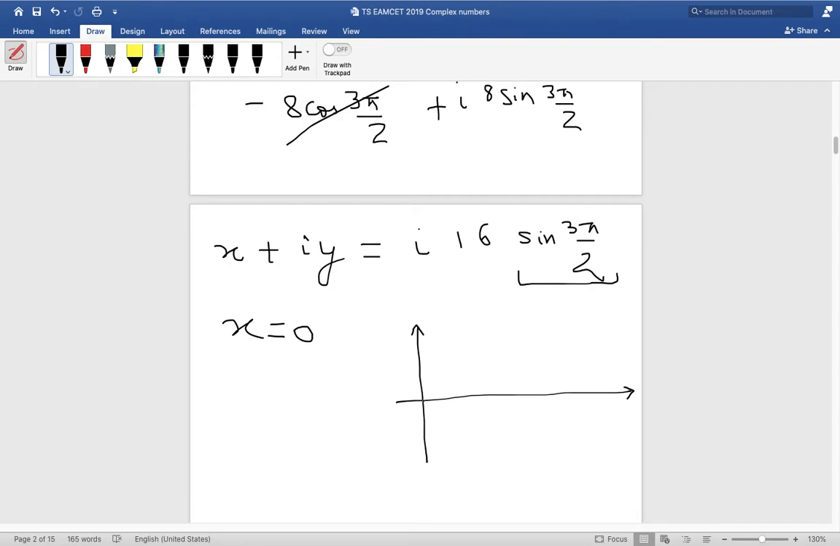So this is 0. This is a sine curve, right? So sine 0, pi, 2 pi. This is 1, which is at pi by 2. And this is 3 pi by 2.